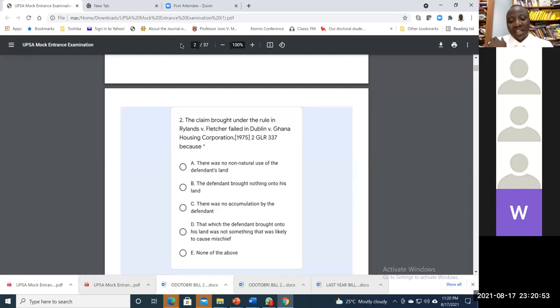Yes. Good. A was saying that there was no non-natural use of the defendant's land. So if you ignore A and go straight to there was no accumulation by the defendant, because of how the question is framed, it is reasonable to see C as the more suitable answer. The question has told us that the principle in Rylands and Fletcher failed. So we know the elements of Rylands and Fletcher. Therefore, if you say there was no accumulation, the accumulation is not just in a neutral context. We are talking about accumulation of something for a non-natural use. So in that case, C will be more suitable than the other options.